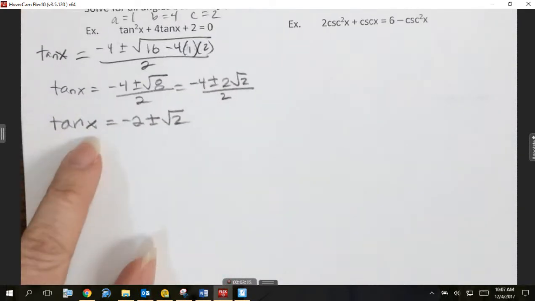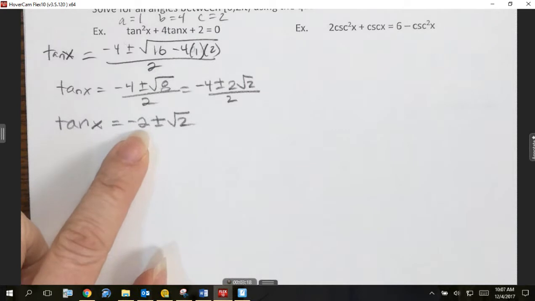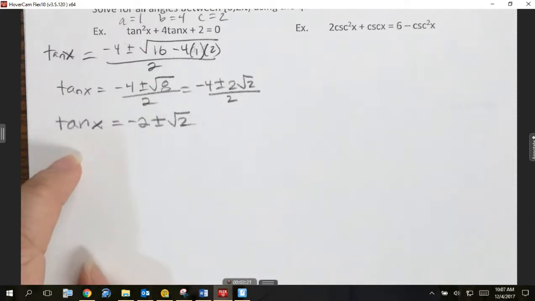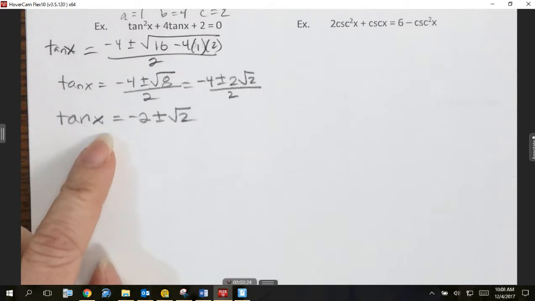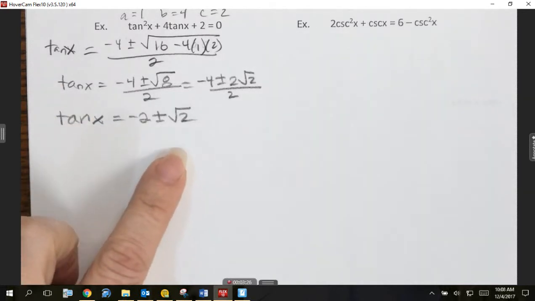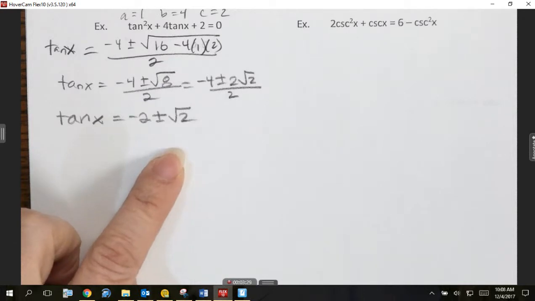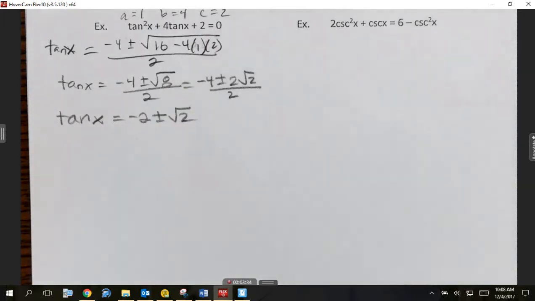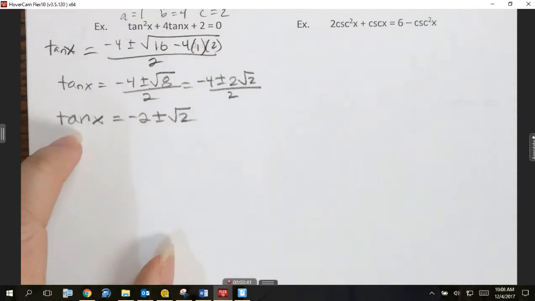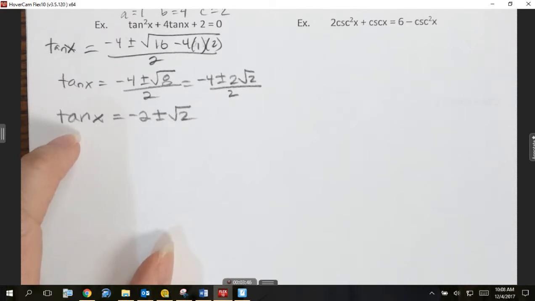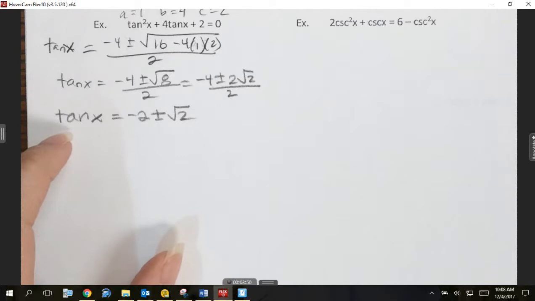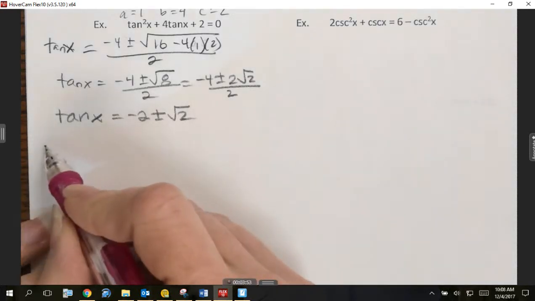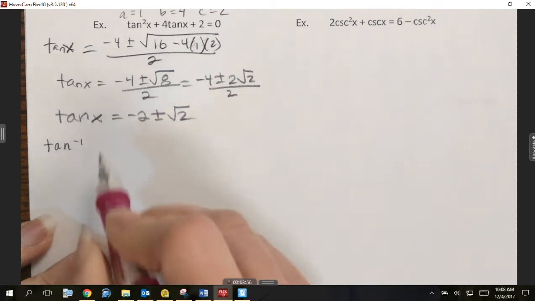Now what I have to do is solve for x. So I have tangent x equals that. But to solve for x, I have to know what angle has a tangent equal to -2 plus or minus radical 2. Is that one of the ones we have memorized? No. The only way we can find it is using our calculator. So how do you get rid of tangent? Inverse tangent. But can you put in plus minus on your calculator? No. So we have to do 2 separate steps.